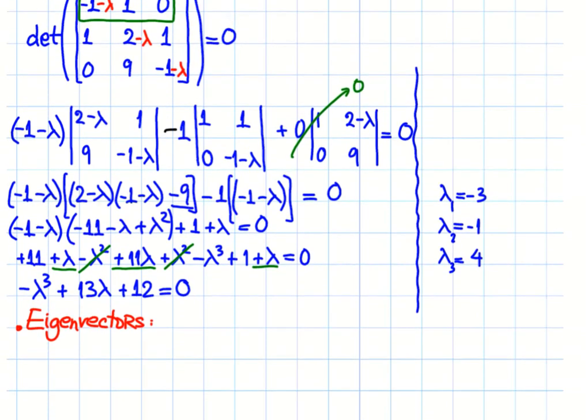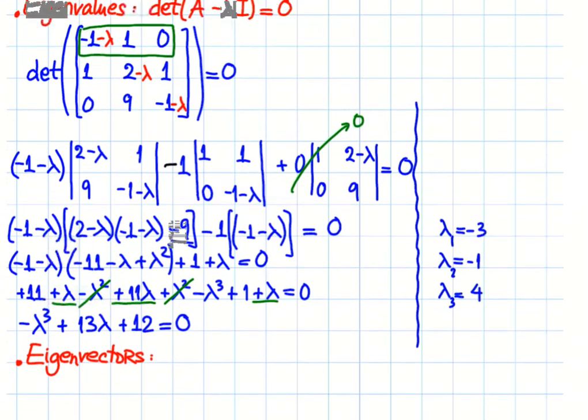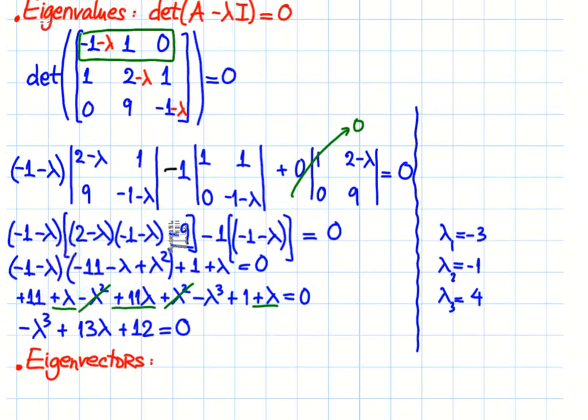To find the eigenvectors, we will solve this equation. Instead of the determinant of A minus lambda I equal to 0, that is the characteristic equation, we will solve this equation, A minus lambda I times the vector. This is in the matrix form, so we have a 0 vector instead of a 0 number.